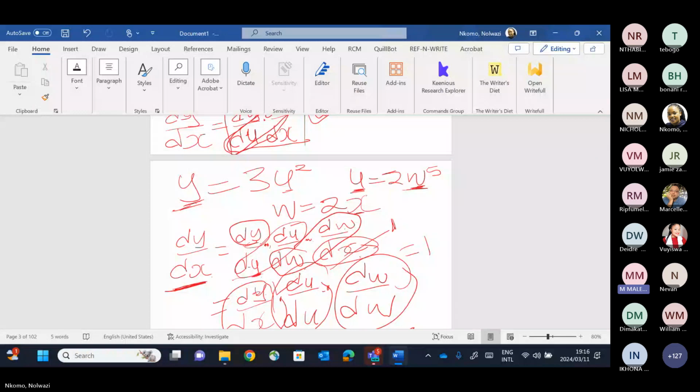I just wanted to see because I couldn't see if it's dy over du or du over dy just after the equal sign. No, I'm not talking to just you. I'm talking to everyone.